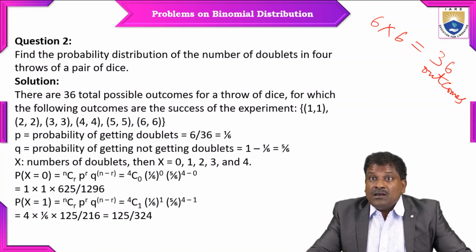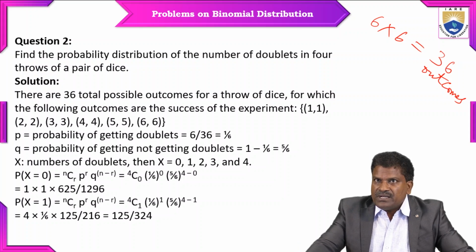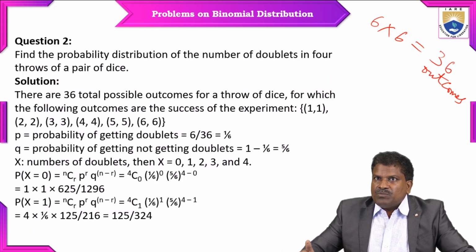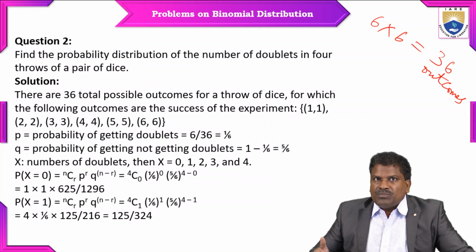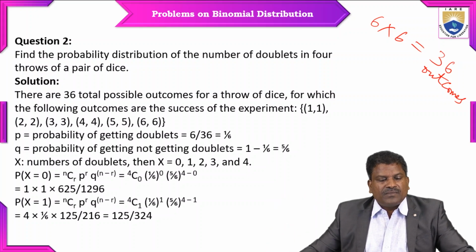What are the doublets? 1, 1, 2, 2. Means first die shows 1, second die also shows 1. Same like that, first die shows 2, second die also shows 2. Same like that, first die shows 3, second die shows 3. Same like that, 4, 4, 5, 5, 6, 6.